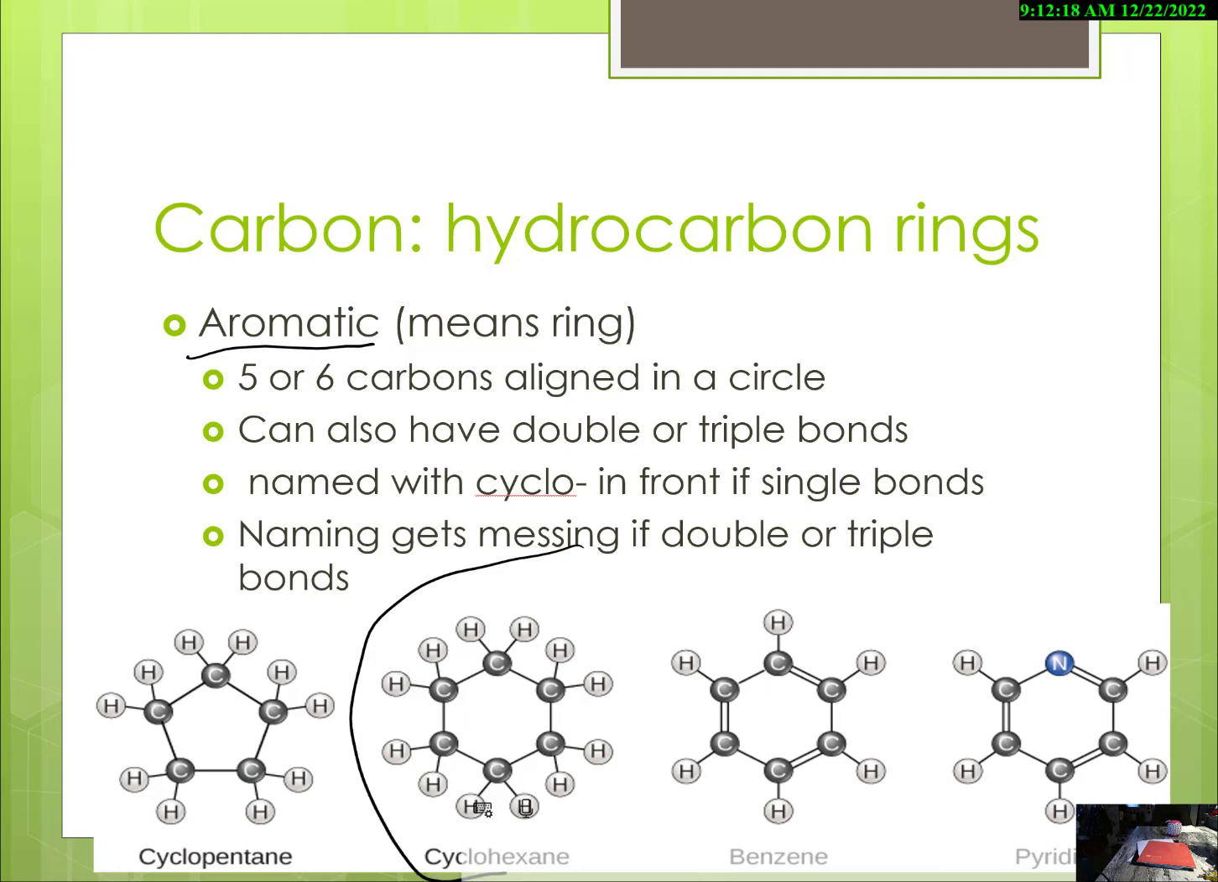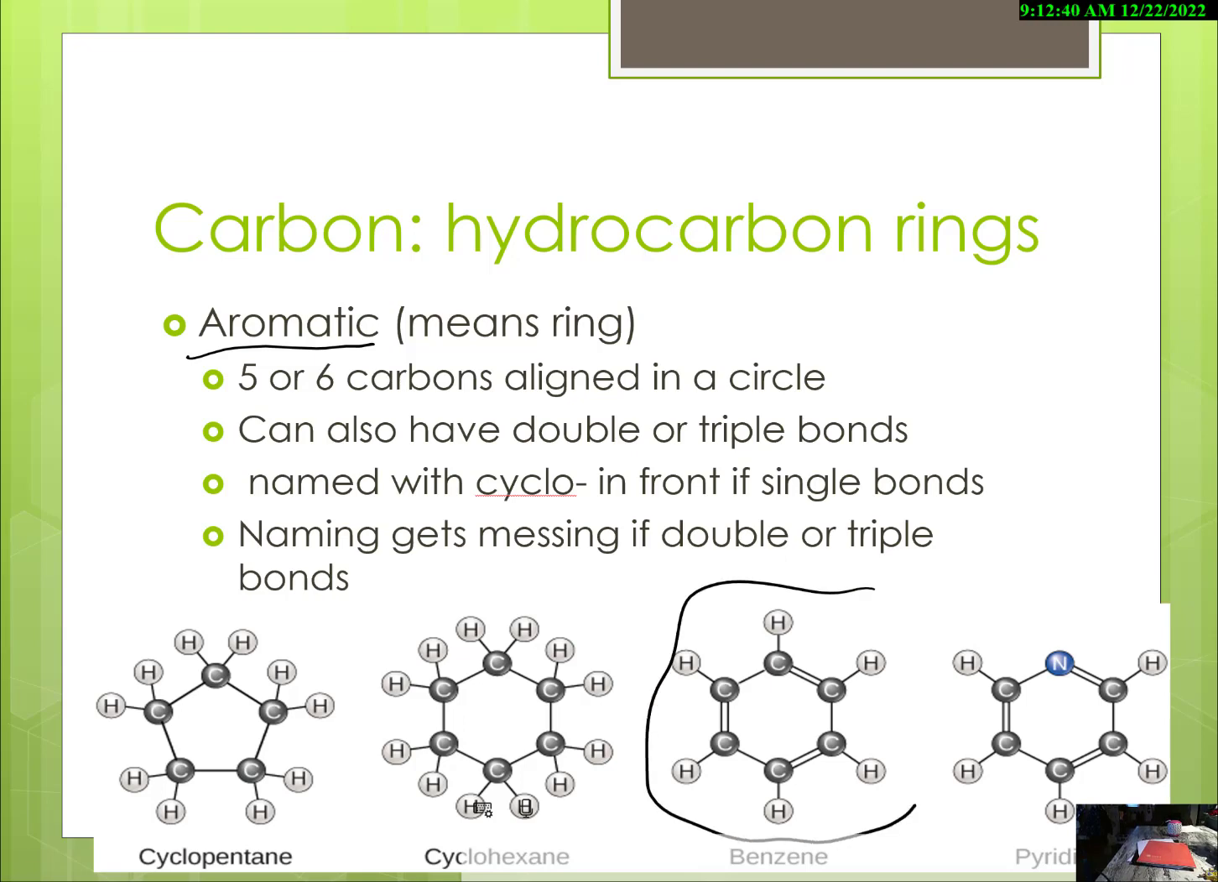Here we've got cyclohexane, still in a circle. We've got 6. Hex means 6. And they're all single bonds, so ane.